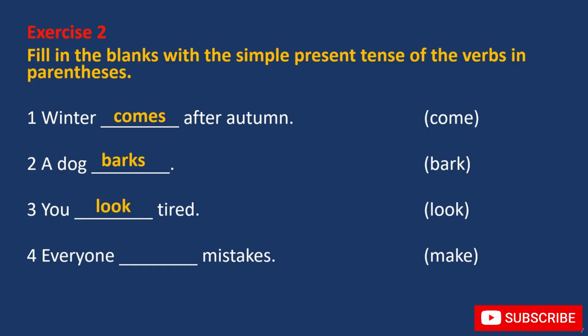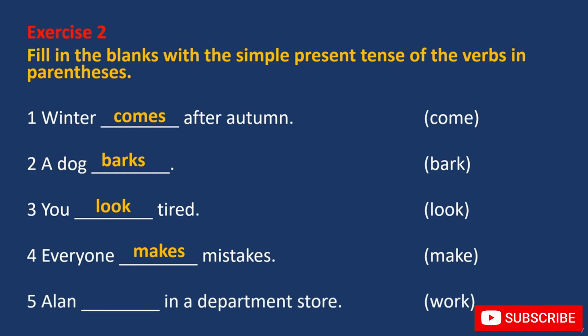Everyone space mistakes. When I use the word everyone, I use the singular verb, which means everyone, as if I have the word he or she or it. Everyone is followed by a singular verb. So everyone make or makes mistakes? Alan in a department store. So Alan work or Alan works? Alan works. I add s. Alan works in a department store. Perfect.